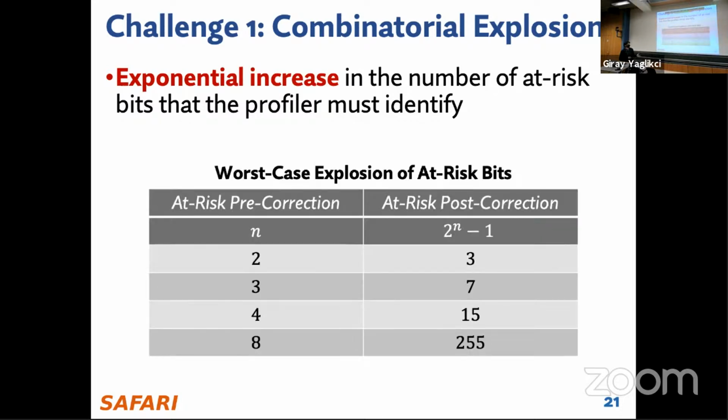In this table, I just summarized the very worst case scenario that can happen. If we have n bits pre-correction, we can end up with 2 to the n bits post-correction. As expected, these numbers explode from like 4 to 15, 8 to so forth. It's just a much harder problem because you have so many more bits to identify.